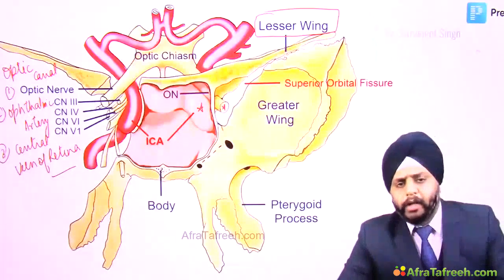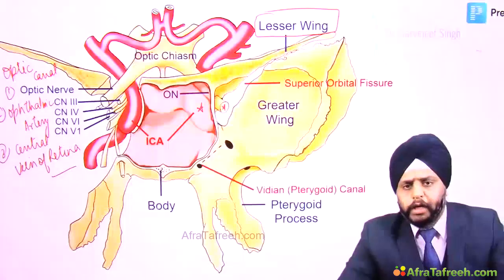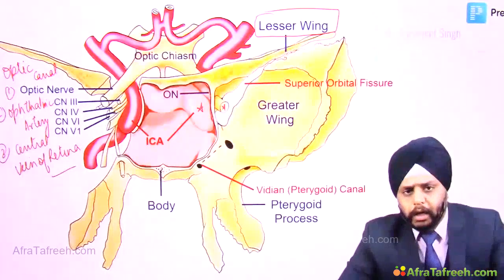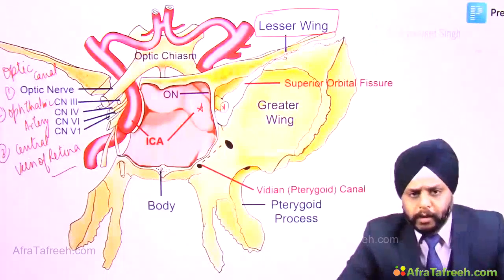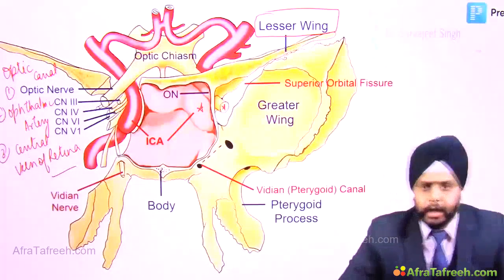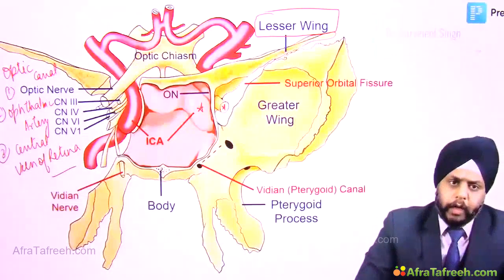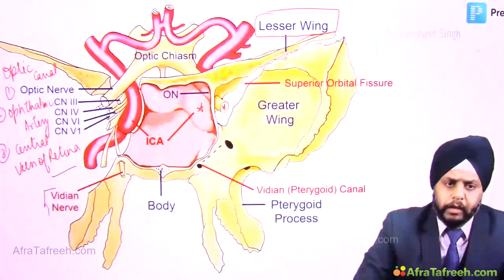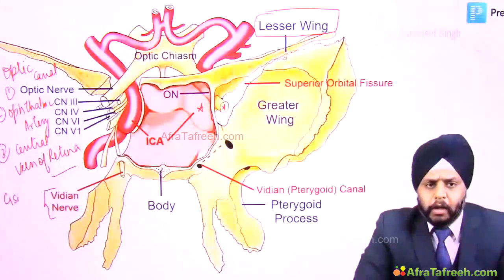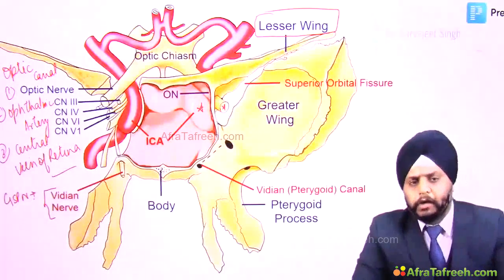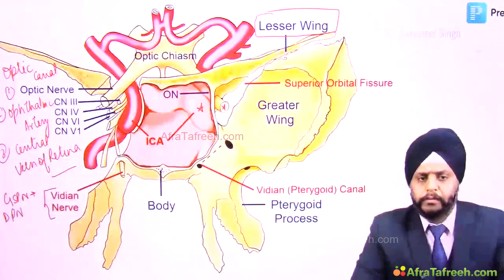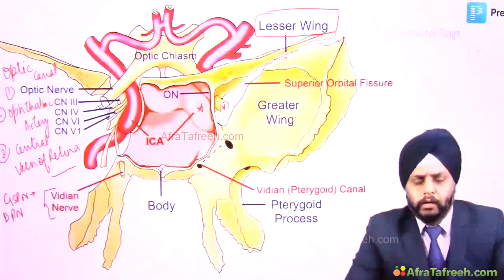Okay, now what else do we have? We have over here the Vidian canal, also known as the pterygoid canal, and we can see a nerve coming, that is the Vidian nerve, or the nerve of pterygoid canal. This nerve we have discussed in the ear, in the facial nerve topic, that this nerve is formed by the combining of GSPN, greater superficial petrosal nerve, and deep petrosal nerve. They together combine to form the Vidian nerve.